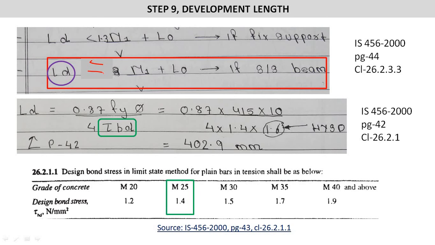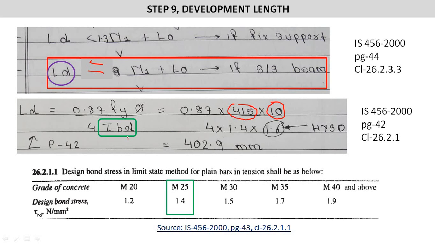So first we'll see the value of LD. The formula for LD is already provided in page number 42, clause number 26.2.1 of IS 456:2000. IS 456 provides the value of LD as 0.87 Fy phi upon 4 tau BD. So 0.87 into Fy, we have the grade of steel provided as 415, and the diameter of bar we have taken as 10 mm, and 4. Now it's time to see the value of tau BD.